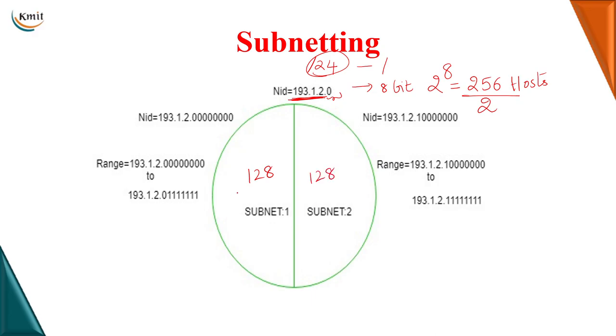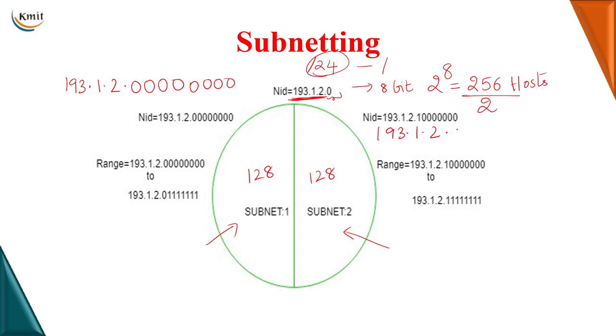Because there are two networks now, I should have a network ID for subnet 1 and a network ID for subnet 2. I should have a broadcast ID for subnet 1 and a broadcast ID for subnet 2. I should also know the valid address ranges in subnet 1 and subnet 2. To learn that, I will explicitly show the 8 bits which are used for the host part.